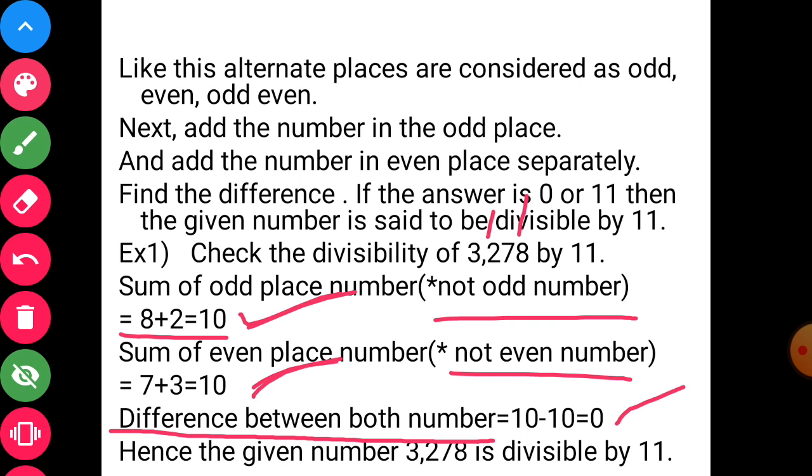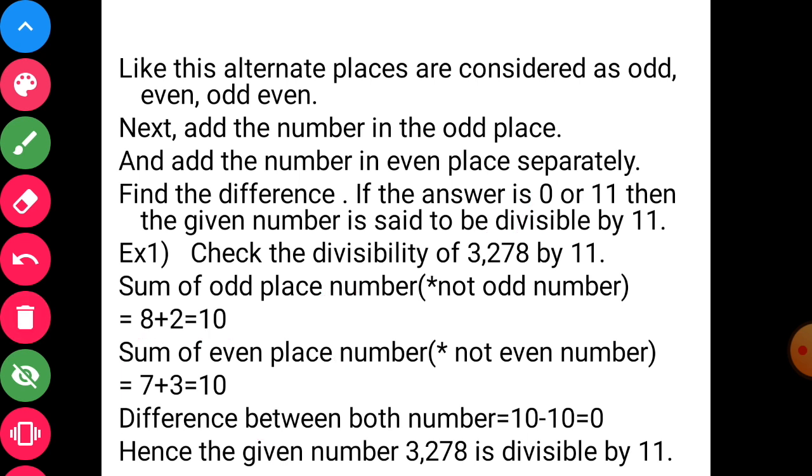So what is our rule? What does it tell? If your answer is 0 or 11, then that number is divisible by 11. Hence the given number 3278 is divisible by 11. That you have to remember. Okay, let us see the next example.